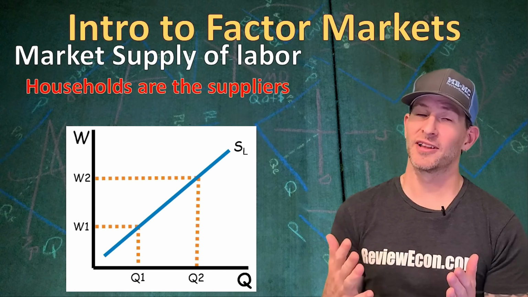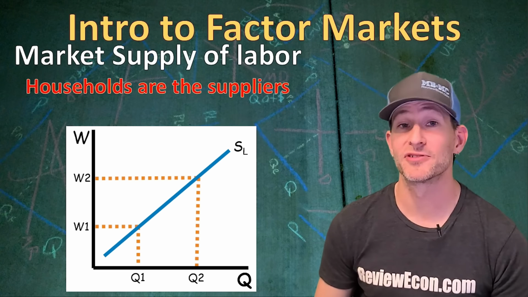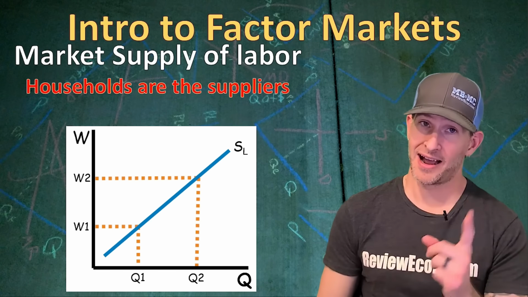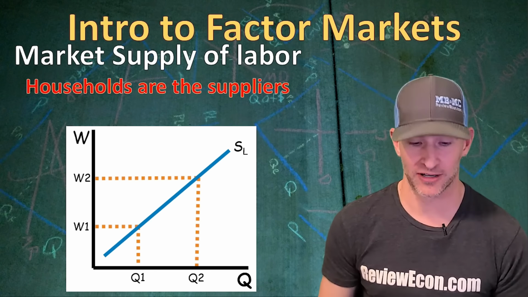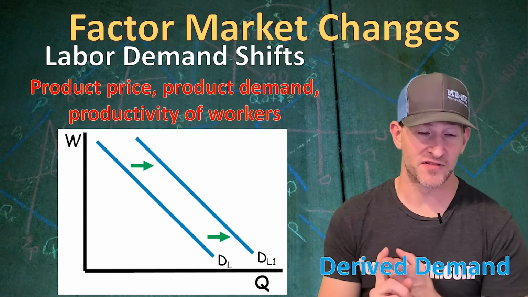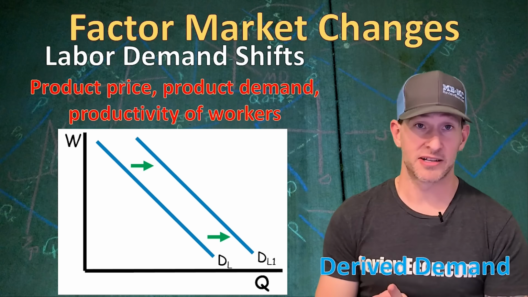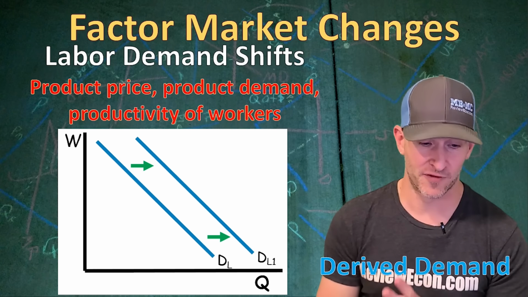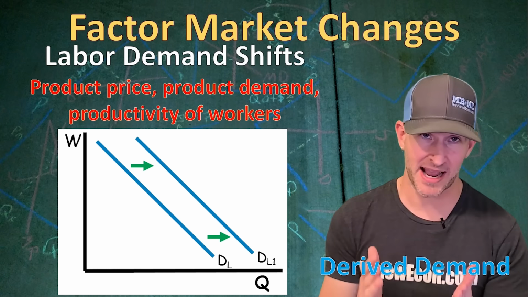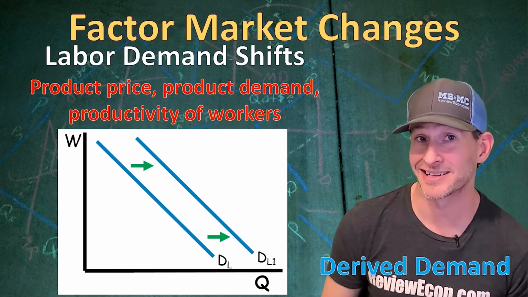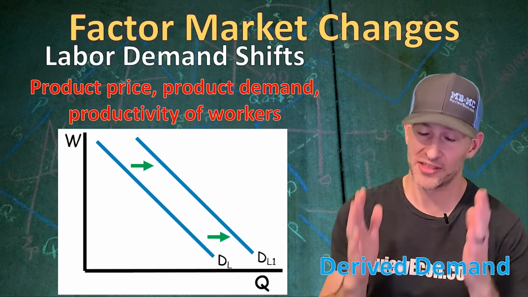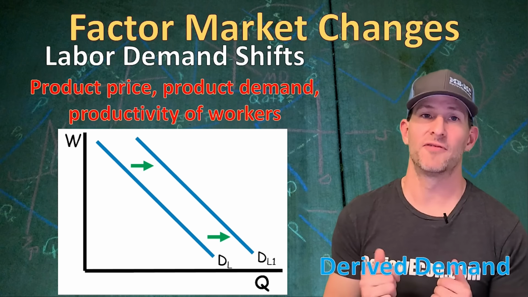The supply curve for labor comes from households, and that's people's willingness to work. At higher wages, they will be more willing to work, and at lower wages, less willing to work. The demand for labor will shift because of changes in the price of the product demand, and the productivity of workers. It's a derived demand because the demand for labor often comes from the demand for the product itself. But in the end, it's really the marginal revenue product of these workers.